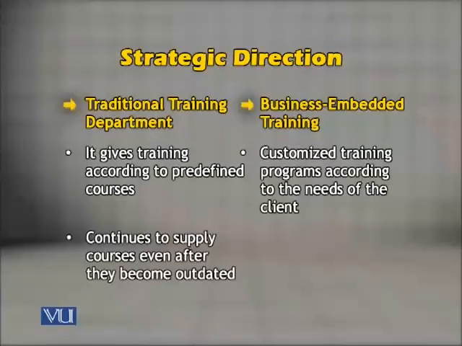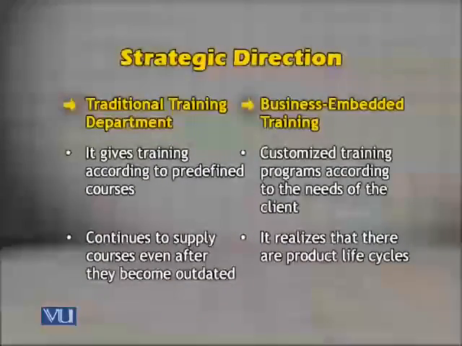A traditional training model continues to supply courses even after they become outdated. So they may take quite a long time to analyze that this particular kind of course is no longer required, and then they take it out of their shelves. But a business embedded training model realizes that there are product life cycles. So there are life cycles of the training courses as well.